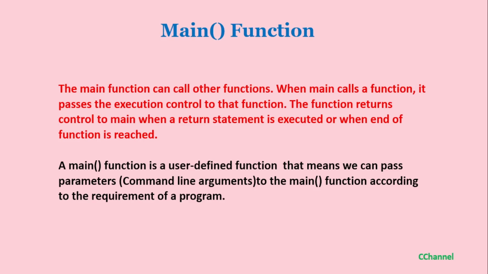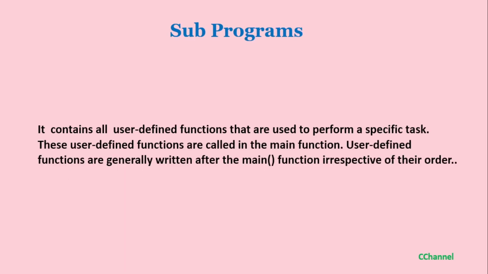The main function can call other functions. When main calls a function, it passes the execution control to that function. The function returns control to main when a return statement is executed or when end of the function is reached. A main function is a user-defined function. That means you can pass parameters, command line arguments to the main function according to the requirement of a program.